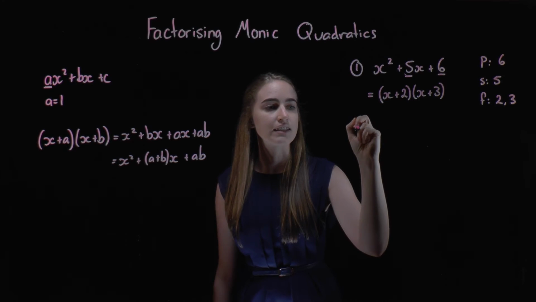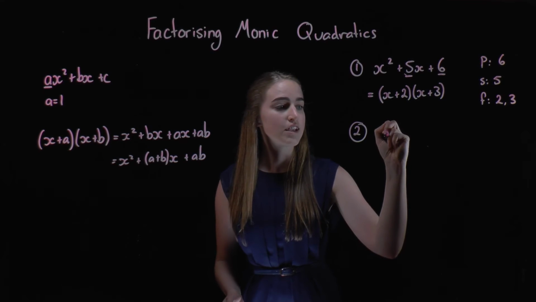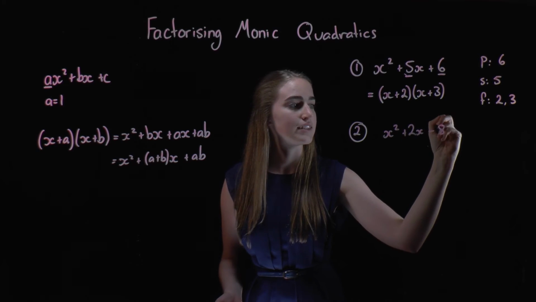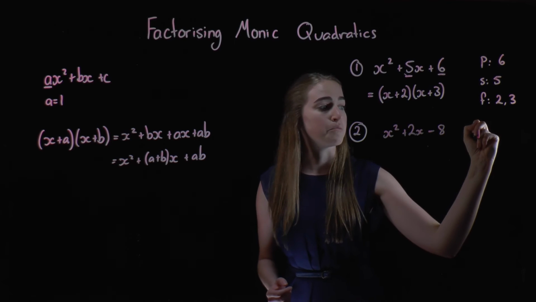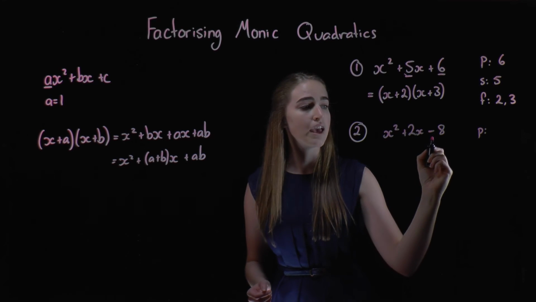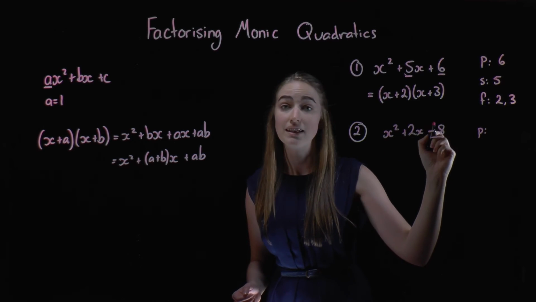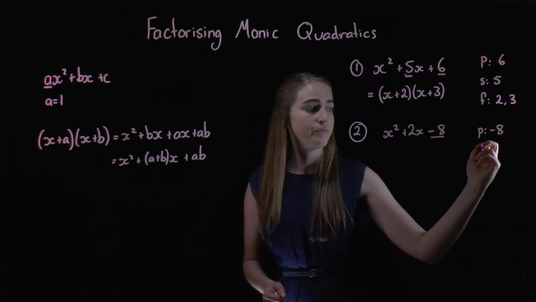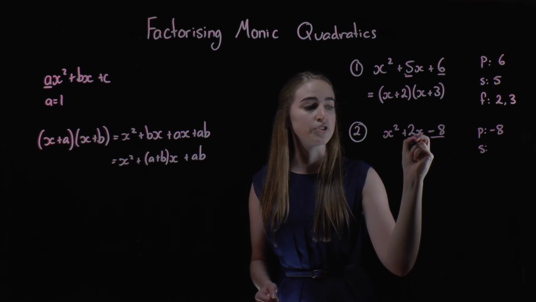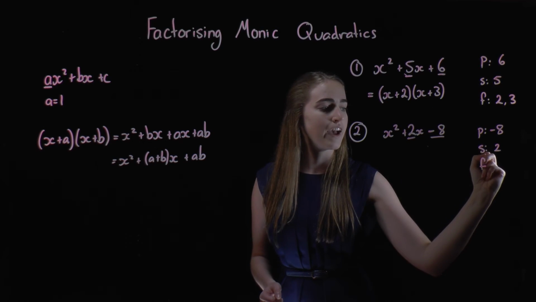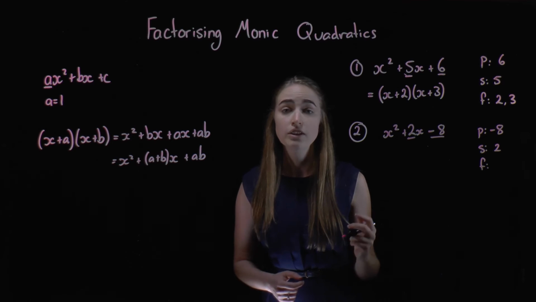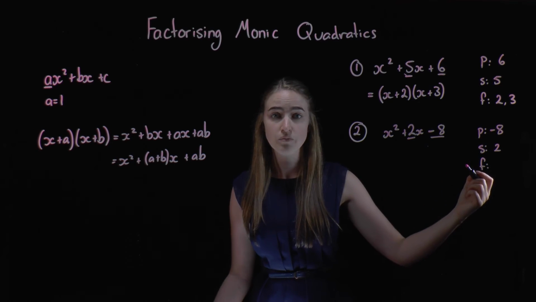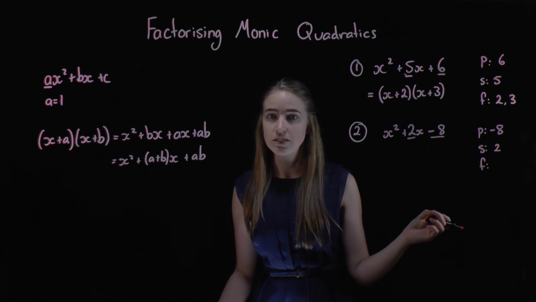Let's have a look at a second example. This time we're going to have x squared plus 2x minus 8. So again, we want a product, but this time you've just got to be careful because our constant term this time is a negative 8. So we want two numbers that multiply to give negative 8. We need a sum of 2, and we need factors that are going to give us those. So we need two numbers that multiply together to give minus 8 and add to give 2. That negative makes things a little bit different.